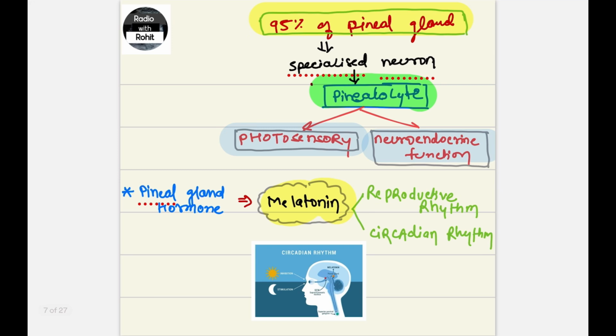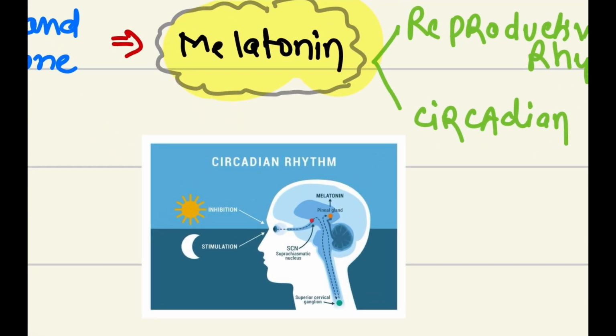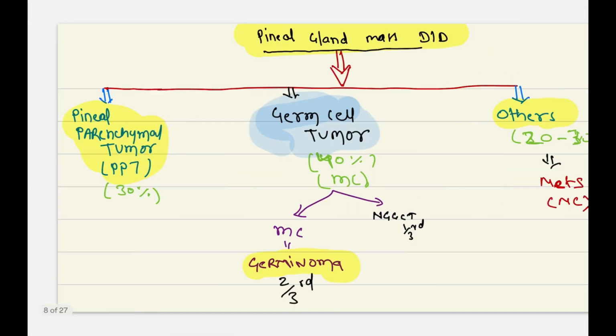Now the question is, which kind of tissues are there in the pineal gland? 95% of the pineal gland is formed by a specialized type of neuron called the pinealocyte. This pinealocyte has a photosensory and neuroendocrine function. The pineal gland releases the hormone melatonin, which has two functions, reproductive rhythm and circadian rhythm. So the pineal gland maintains our circadian rhythm with the help of melatonin.